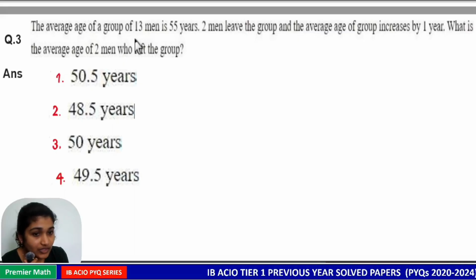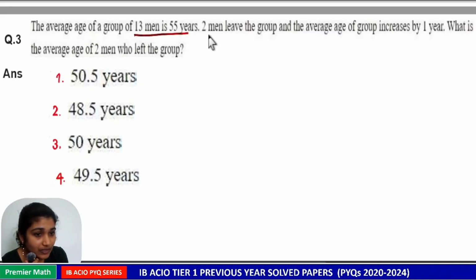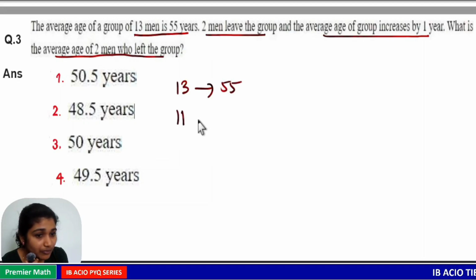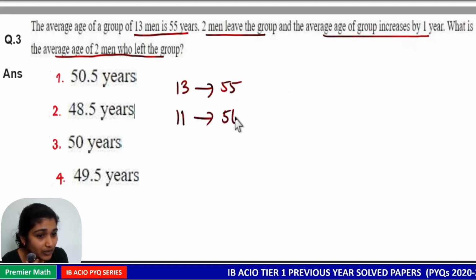The average age of a group of 13 men is 55 years. 2 men leave the group and the average age of the group increases by 1 year. What is the average age of the 2 men who left the group? Here the average of 13 men is equal to 55 years. When 2 men leave, the number of people becomes 11. And the average of these 11 people increases by 1 year, that is 55 plus 1, 56 years.